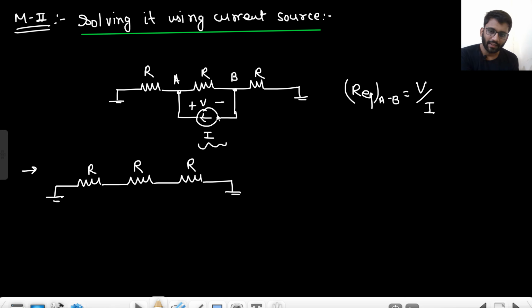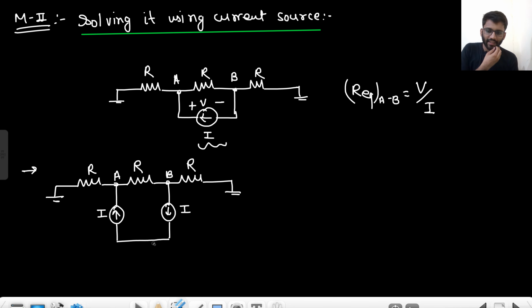Now tell me, this I current is getting into this terminal A, right? So I am making it like this, and this I current is getting out of this terminal B. You can make it one current source only. The I current is getting into A, then I current is getting out of B. This is A, this is B.